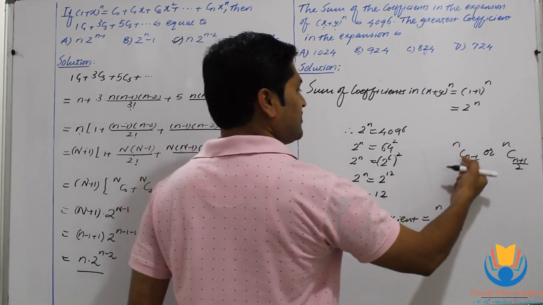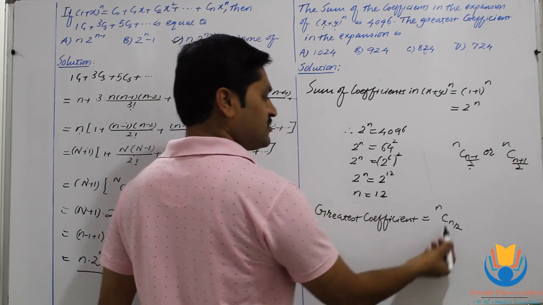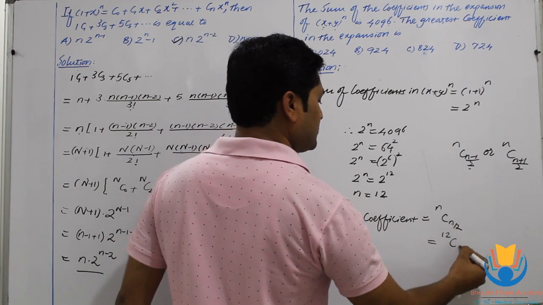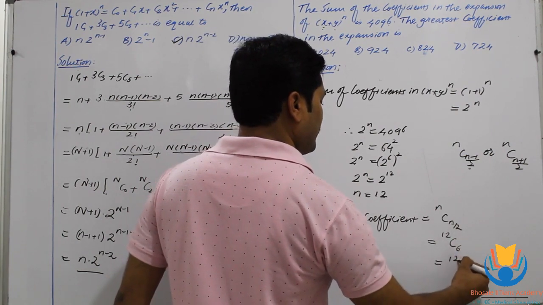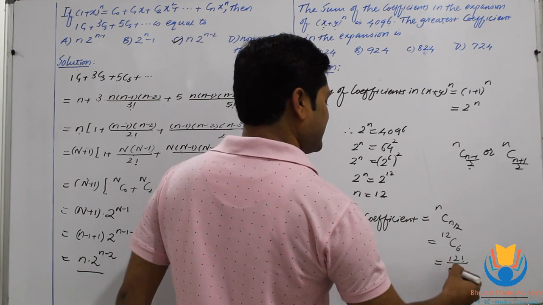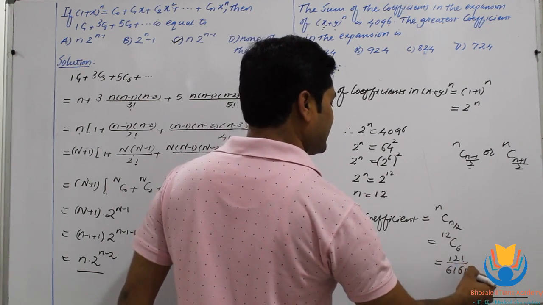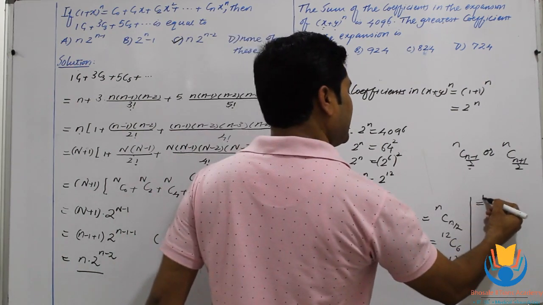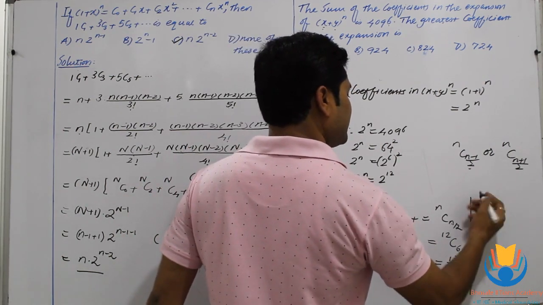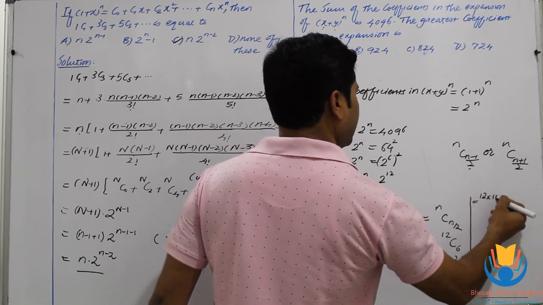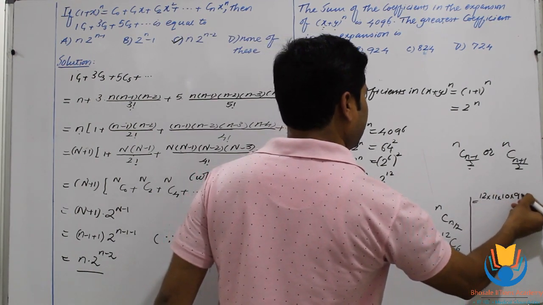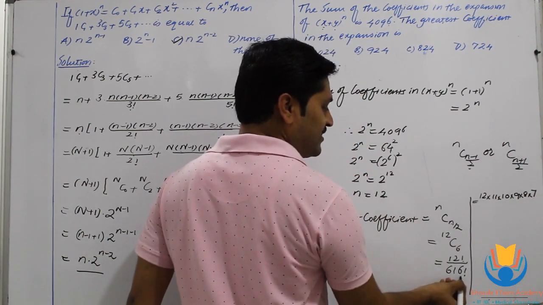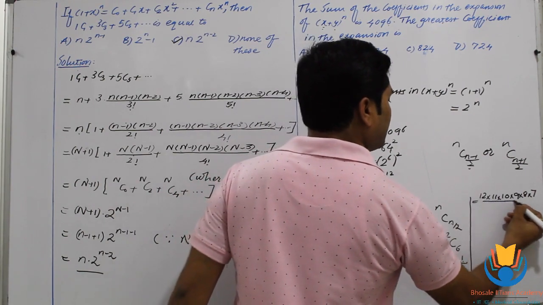So we can take either this one or this one, but here n is even, so for even this is the formula. So therefore this is 12C6, 12 by 2 is 6. So this is 12 factorial upon 6 factorial, and 12 minus 6 is 6 factorial. So let's calculate here. 12 factorial can be written as 12 into 11 into 10 into 9 into 8 into 7 into that 6 factorial, and this 6 factorial cancels.